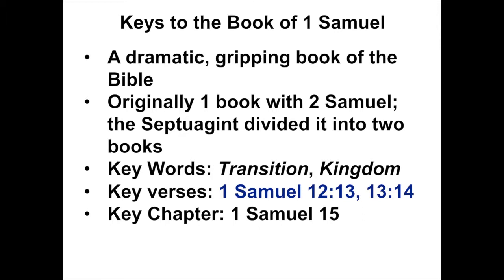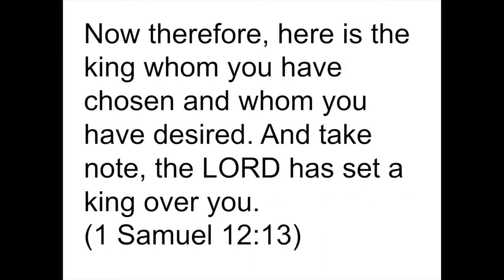If you were to give some key words for the book of 1 Samuel, I would suppose you'd probably say the key words are transition and kingdom. This is what's important, these key words, transition and kingdom. And the key verses would be 1 Samuel chapter 12, verse 13, and chapter 13, verse 14. Let's take a look at those two verses right here, right now. First of all, 1 Samuel chapter 12, verse 13 says, "Now therefore, here is the king whom you have chosen and whom you have desired. And take note, the Lord has set a king over you."